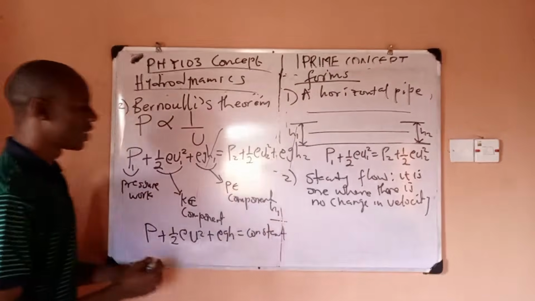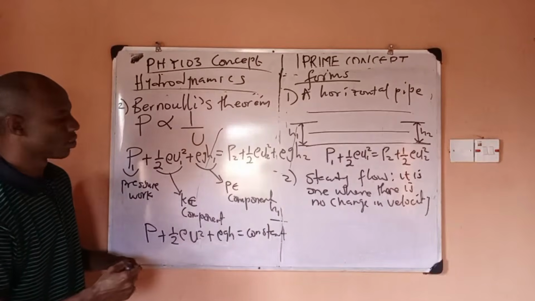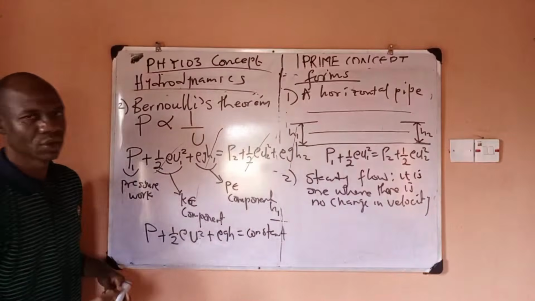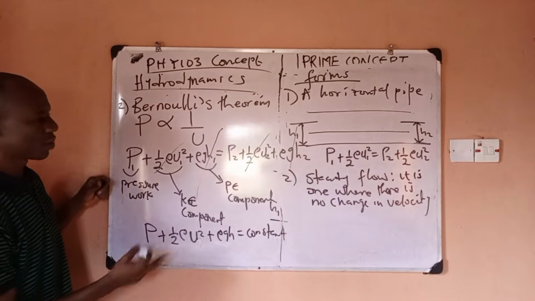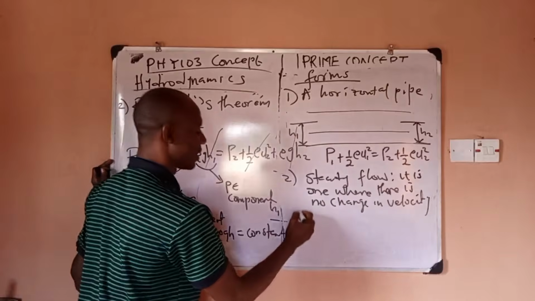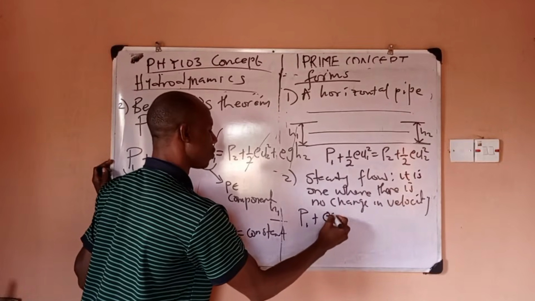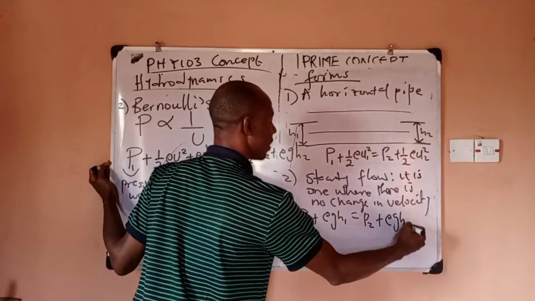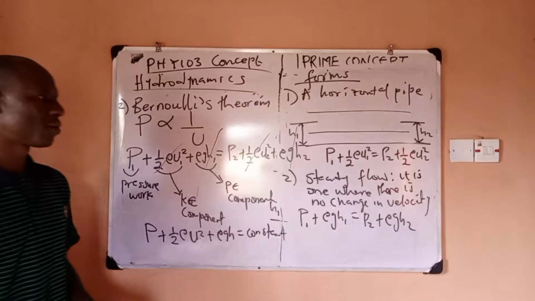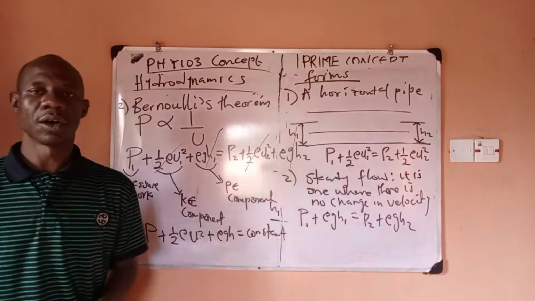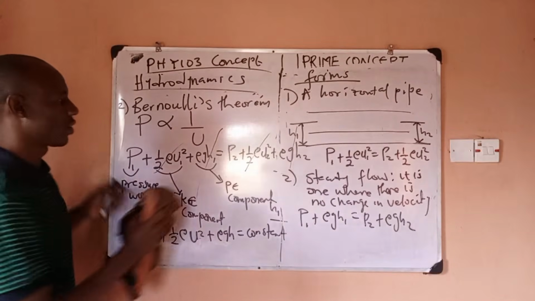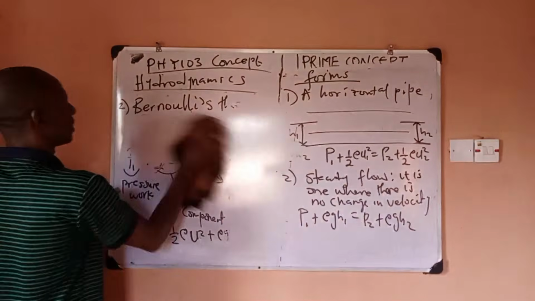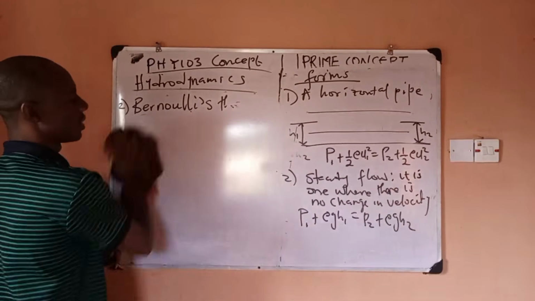So if there is no change in velocity under steady flow, the V1 part and the V2 part will cancel out. So what will you be left with under steady flow? You'll be left with P1 plus rho g h1 equals P2 plus rho g h2. So these are the two main forms of Bernoulli's equation, or Bernoulli's theorem.